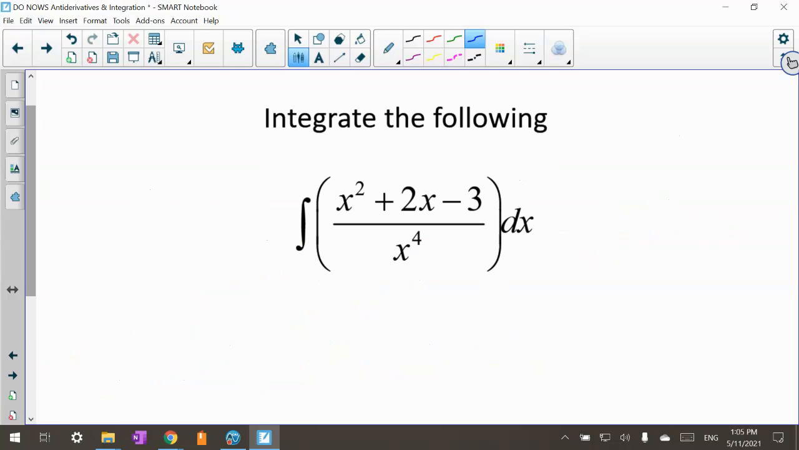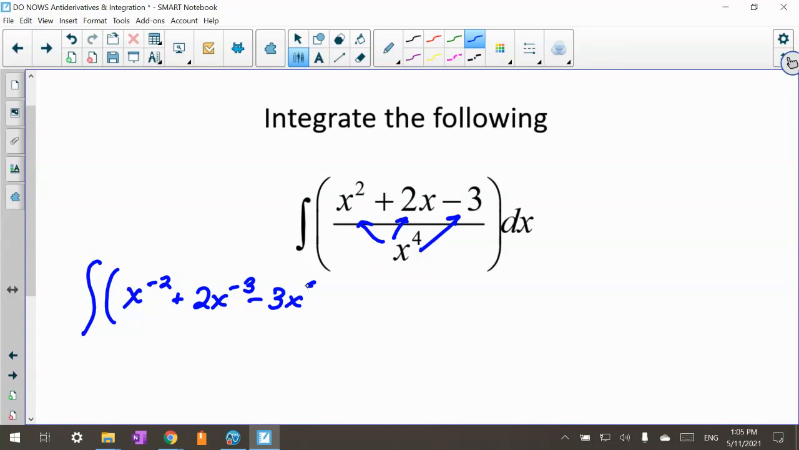Integrate the following. Now I have to get this in a method that I can do the antiderivative and integrate it. So it's going to be the integral, and when I do this, I'm going to divide everything by x to the fourth and rewrite it. So that's going to be the integral of x to the -2, because there's 2 more in the denominator, plus 2x to the -3 minus 3x to the -4 dx. Now I'm going to go through and do the antiderivative.